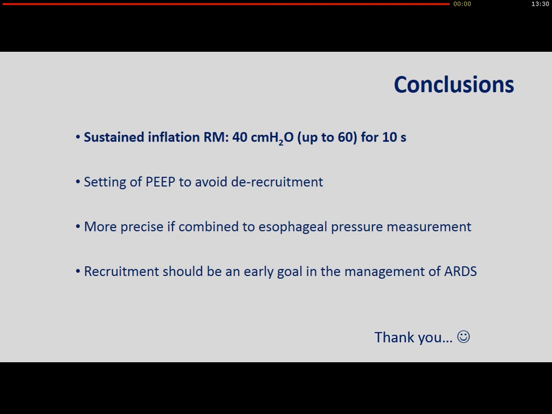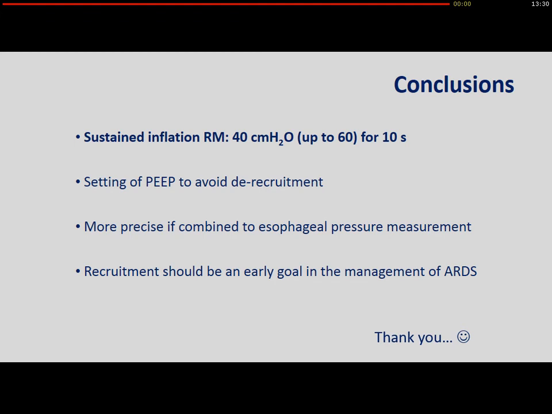Please. Chris Lowe from the UK. I've just got a very practical question. How often do you perform your checks for recruitability and your recruitment maneuvers? And of course, once you break the circuit and your patient de-recruits, for example after suctioning, would you re-recruit them after that and perform another maneuver?